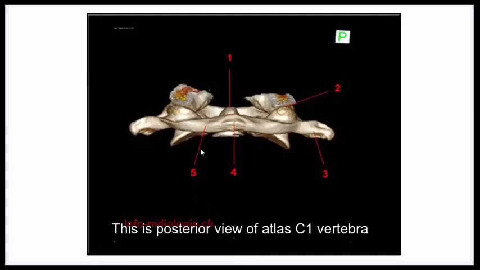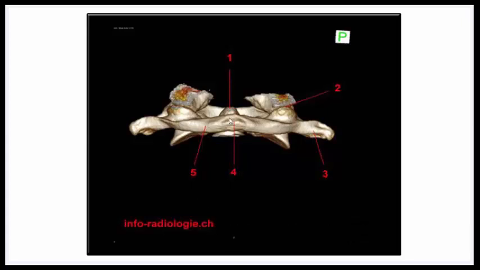This is posterior view of atlas C1 vertebra. Apex of odontoid process, articular pillar to occipital joint, transverse process, posterior tubercle, posterior arch, occipital condyle.